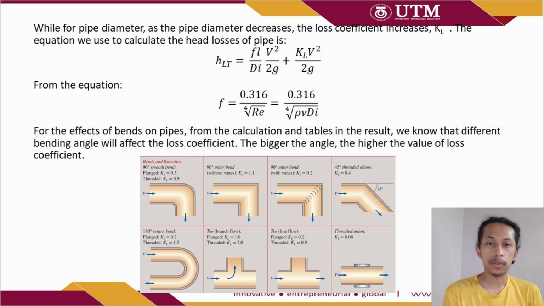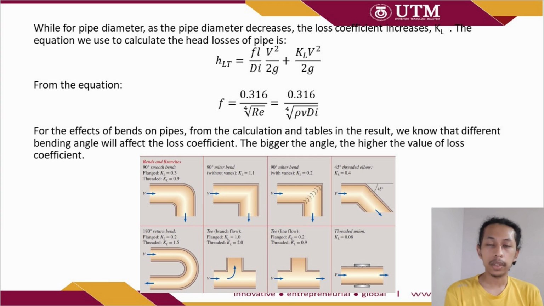From the equation given to calculate the head losses of the pipe, HLT equals f L V squared over 2g plus KL V squared over 2g. And we knew that the head loss is proportional to the loss coefficient KL. And then to calculate f, we use Blasius's equation, which is f equals 0.316 over the Reynolds number to the power of 1/4. And the Reynolds number equals rho V D.